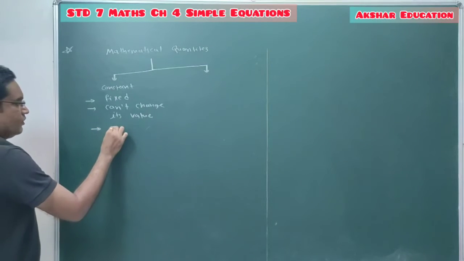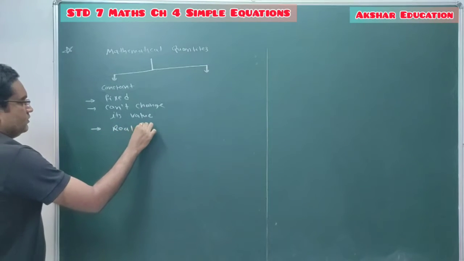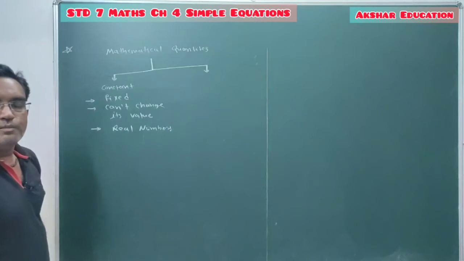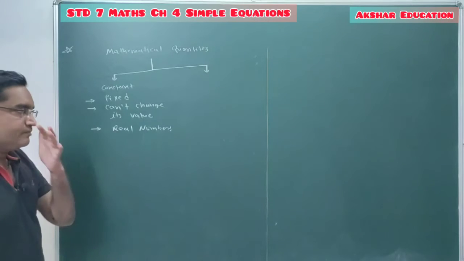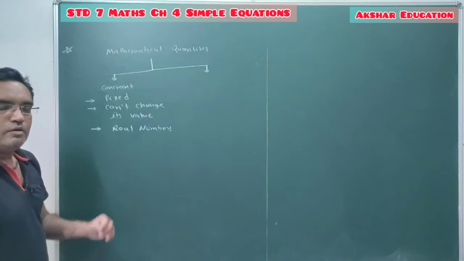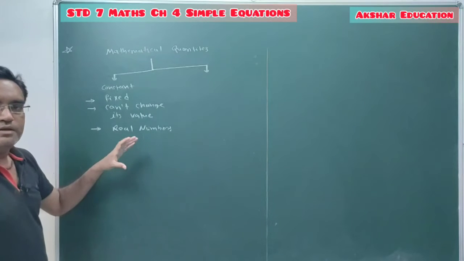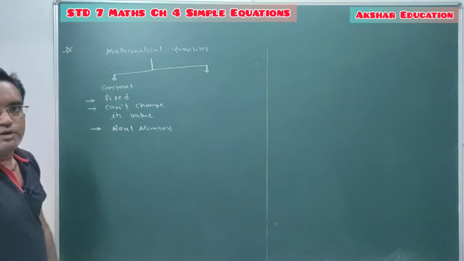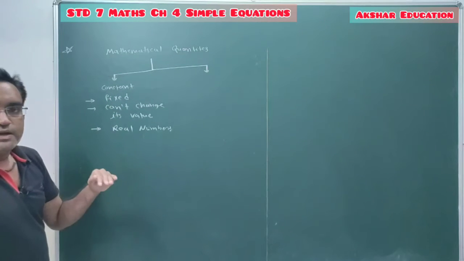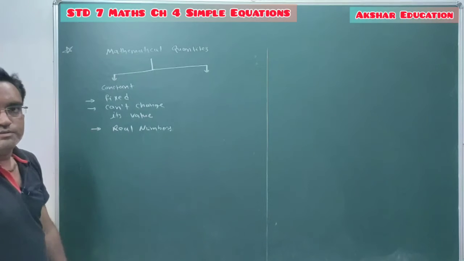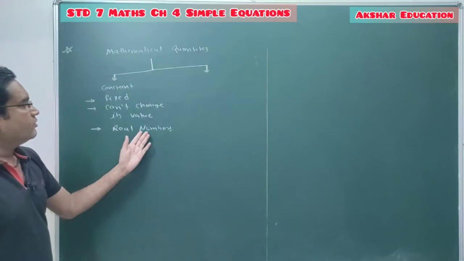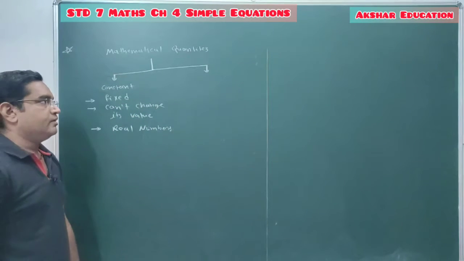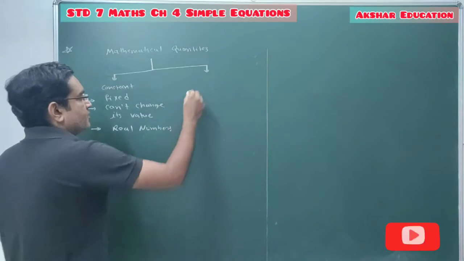For example, all real numbers: natural numbers, whole numbers, integers, fractions, rational numbers, irrational numbers, all types of numbers that we have studied in our entire mathematics, that is, all real numbers are constant quantities. Why? Because we can't change the value of a real number. Clear? So the first type of quantity is constant quantity, and the second type of mathematical quantity is variables.